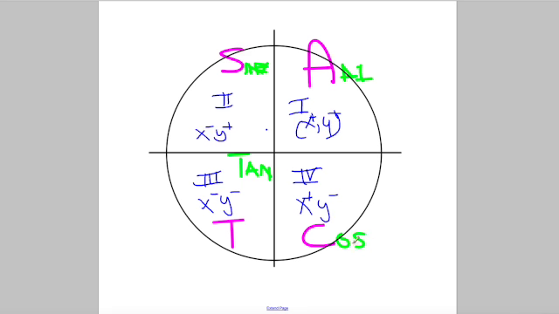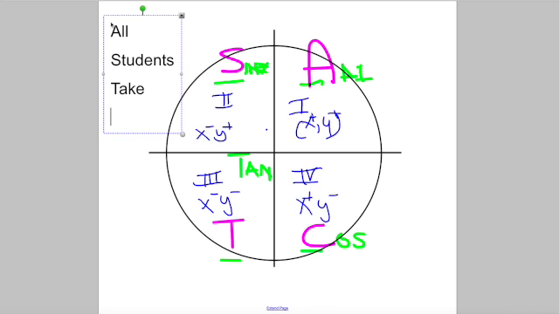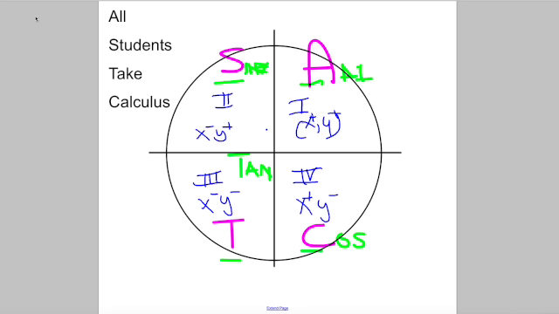So cosine is positive in the fourth quadrant. All Students Take Calculus. That's your bestest buddy here, really. All Students Take Calculus. Okay, so that's something to keep in mind as well. I'm going to talk about the 30 and 60 degree angles right now, just to complete this video.